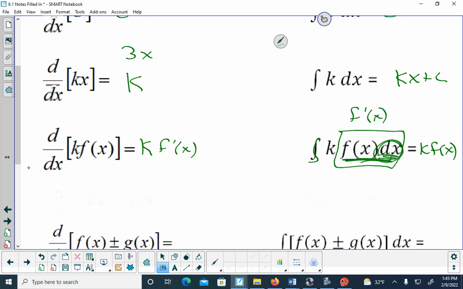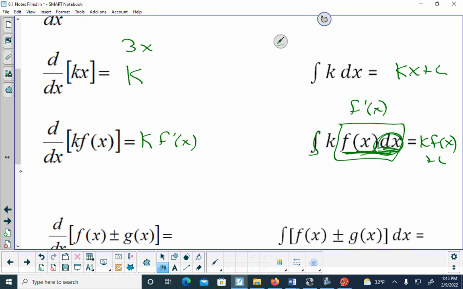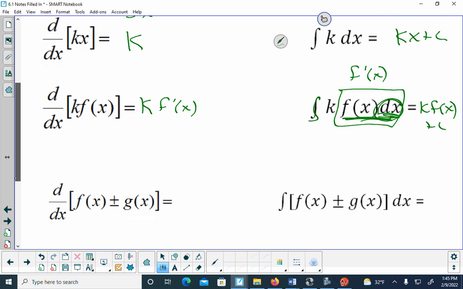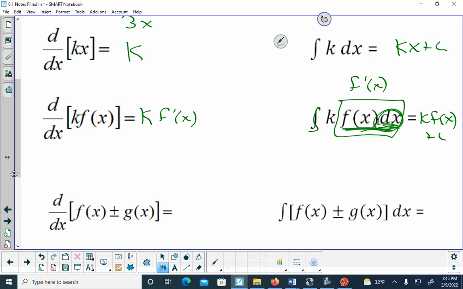Oh, I forgot my plus C. Well, I'm going to pause and think about that one for a second, because if I have f of x, I'm going to write it just to be safe. You know what? When in doubt, write it. I always write it. You can't get points off for writing plus C, but you can get points off for not writing plus C. So you're just going to write plus C on every problem.